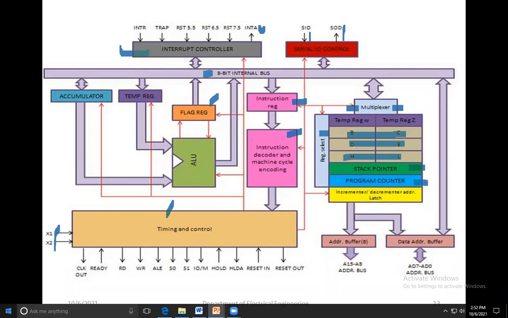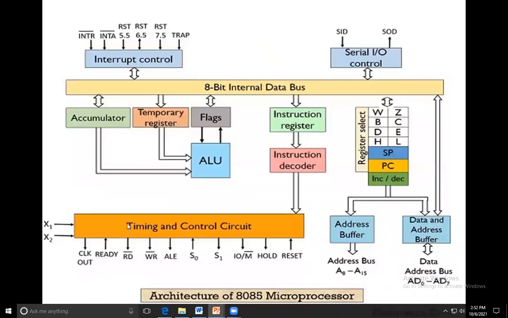These are the two pins present in your 8085 where we have to connect the clock. Then this is the clock out. Ready. Then read means you have to read the data from your controller, and write means you have to write the data in your controller. This is the ALE pin, which acts for the address latch. Then there are S0, S1, IO/M, HOLD, HLDA, RESET IN and RESET OUT. We'll discuss them in the lecture.